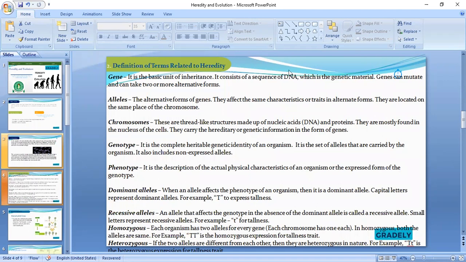Okay, let's continue. Now, we said that they are thread-like structures made up of nucleic acids, DNA, and what? And protein. Okay, which one do you want me to explain again? Just write it down. When you ask your question, please be specific. I will explain again. That's my job here.